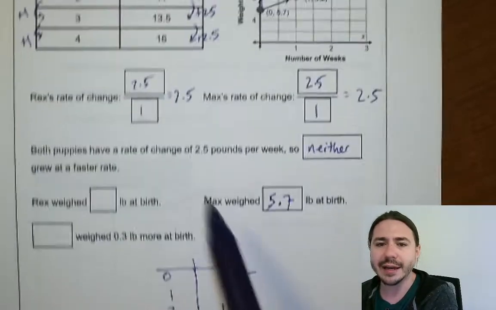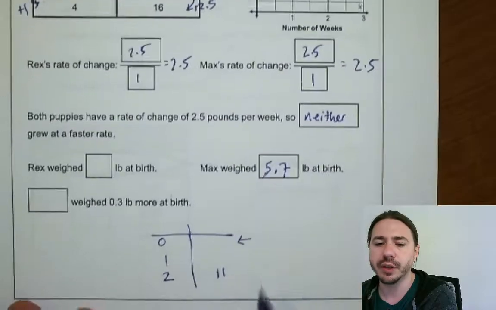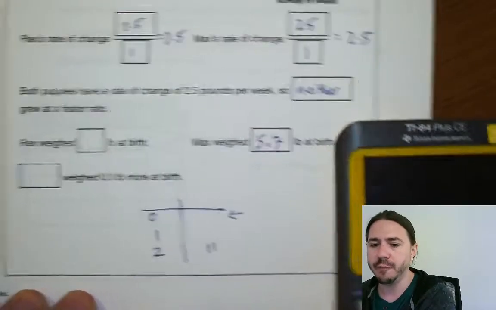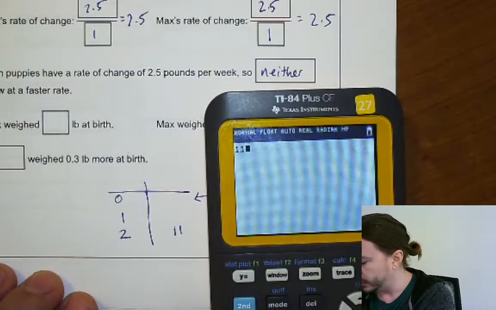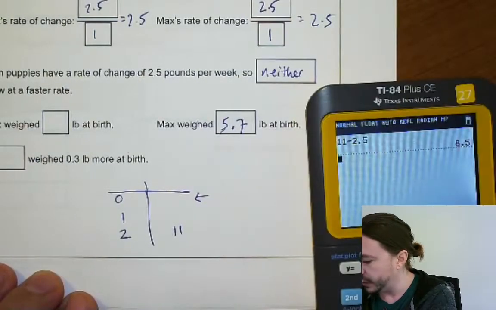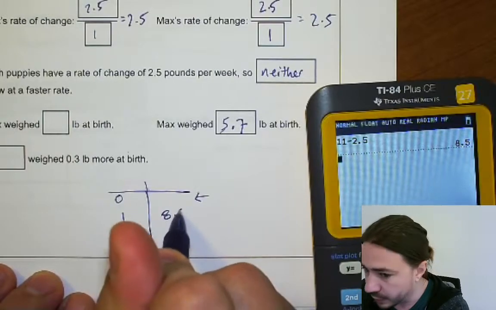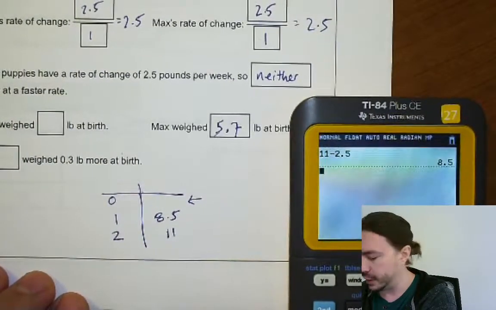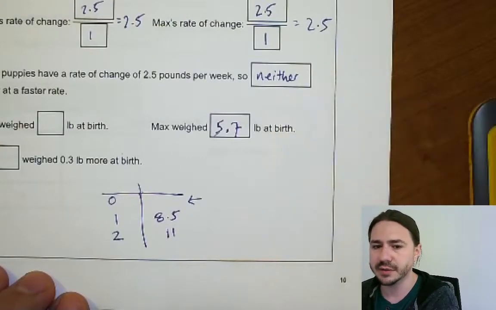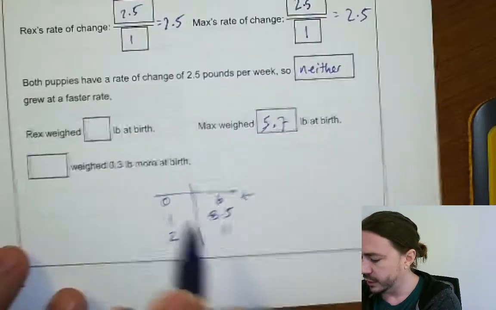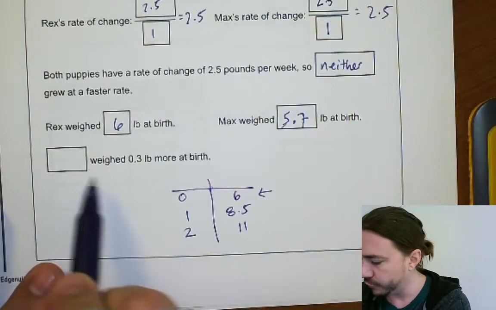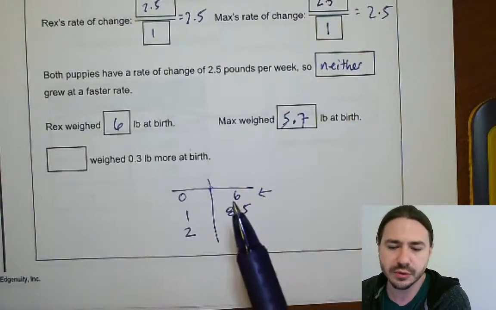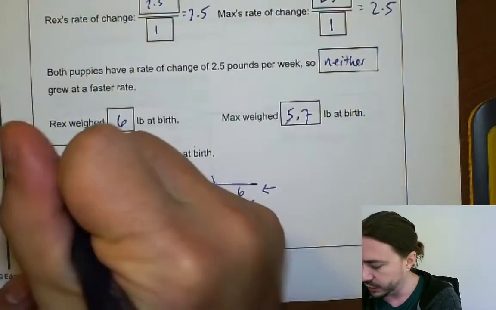But if I'm adding 2.5 pounds every week, I can subtract 2.5 pounds, working backwards to try to figure out what that is. So 11 minus 2.5 is going to be 8.5. And 8.5 minus 2.5, again, is going to be 6. So Rex weighed 6 pounds at birth. And so if the question is who weighed the most at the time of birth, we'll say Rex did.